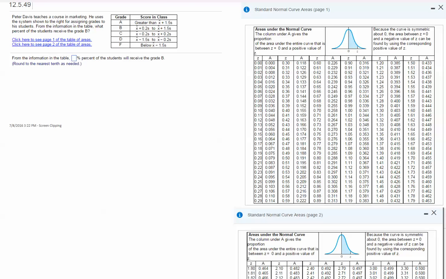Peter Davis teaches a course in marketing. He uses the system shown to the right for assigning grades to his students. From the information in the table, what percent of the students receive the grade of B?